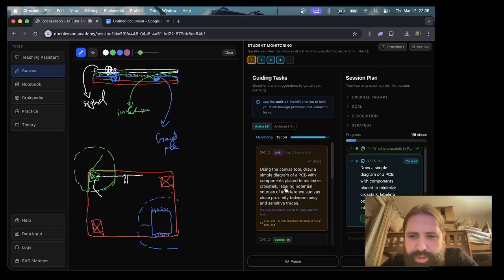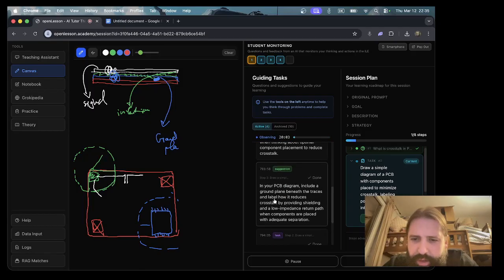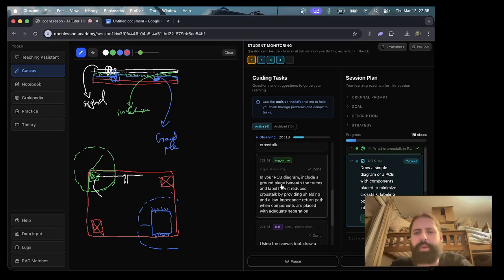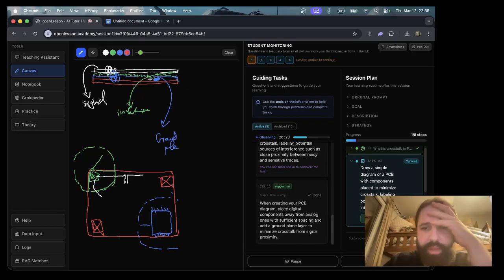Then once you have these, I know this is just a process to do. Consider factors like signal proximity and ground planes when thinking about optimal placement. But I'm doing that already. Include a ground plane beneath the traces and label how it reduces crosstalk by providing shielding and a low impedance return path. That is the ground plane here.